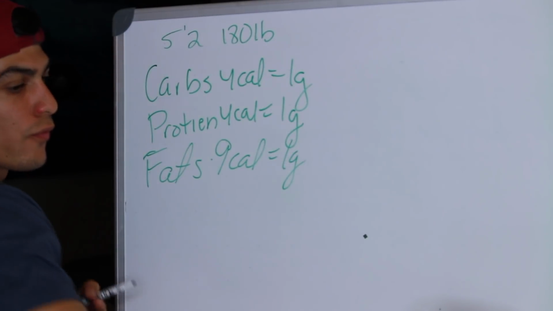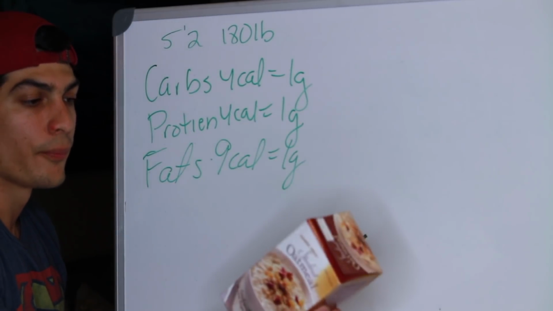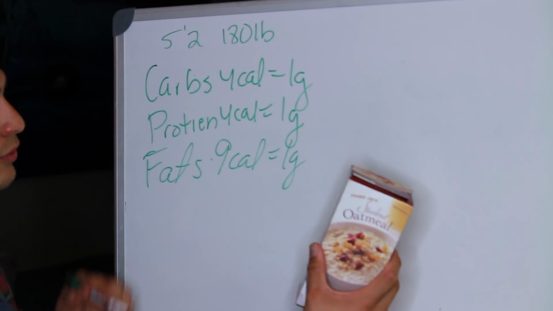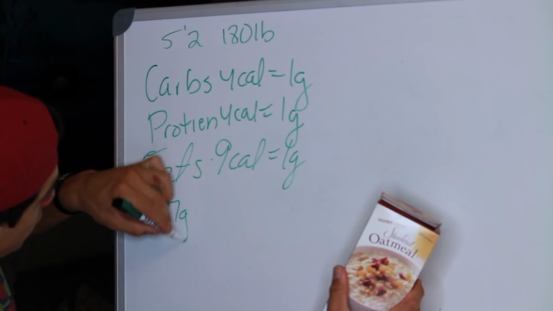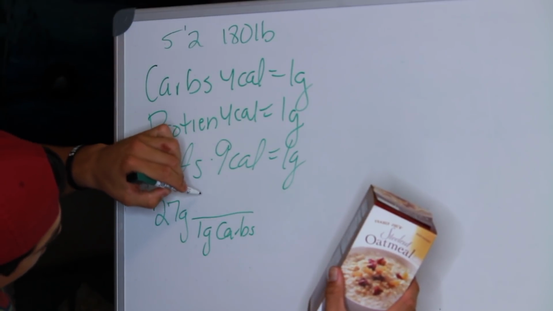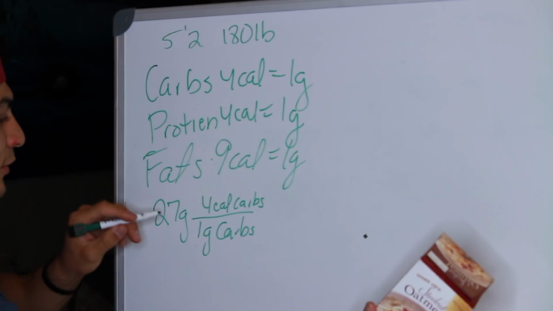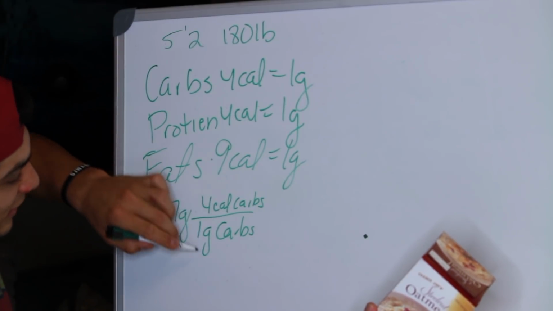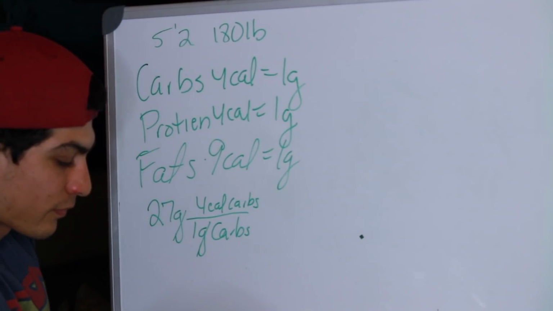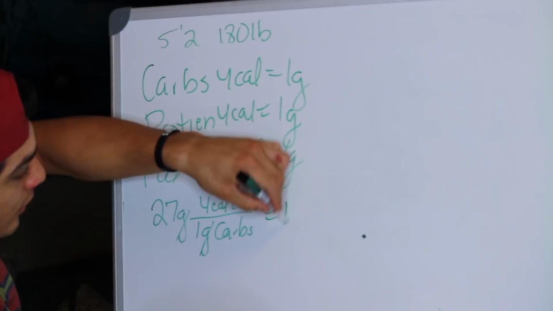So say, for instance, we have our steel cut oatmeal. The grams of carbohydrates on this are 27 grams. We have 1 gram of carbs for every 4 calories of carbs. If you remember this from high school, cancel your units. And what do we get? Pay attention to this. 27 times 4, which is 108 calories of carbohydrates.